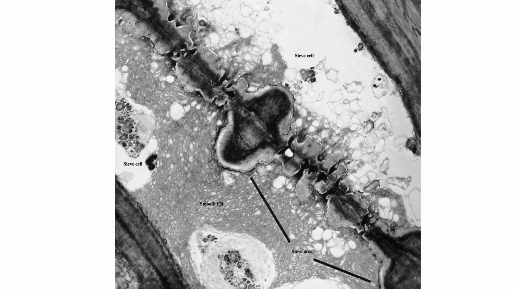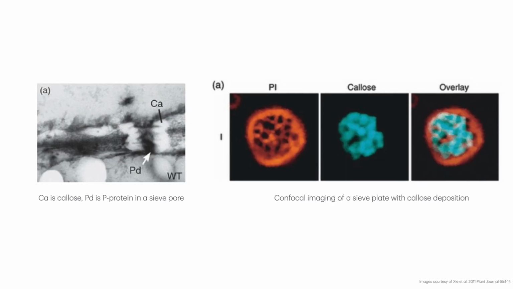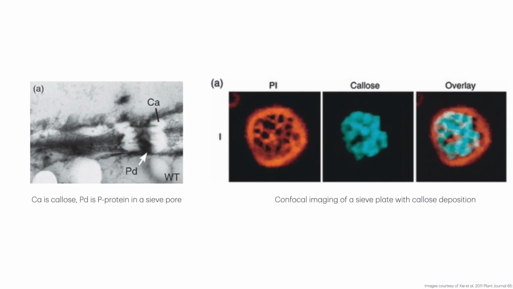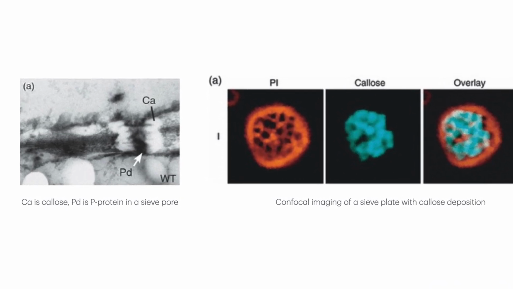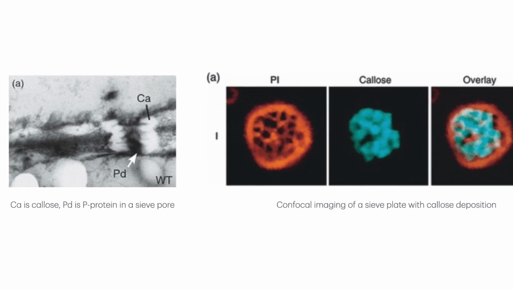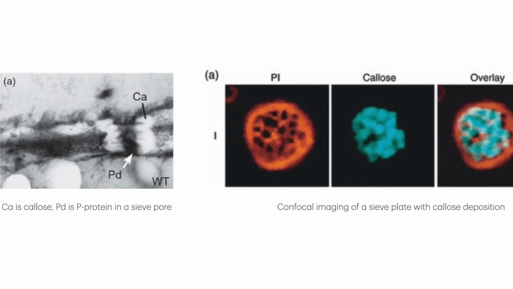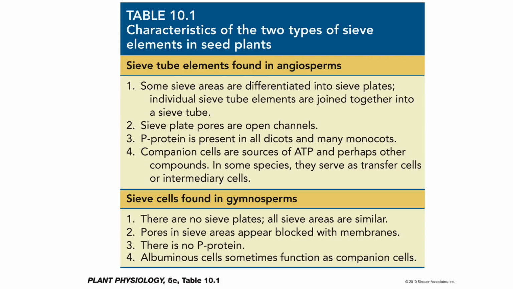P proteins can plug the sieve pores, and in this figure as well, you can see the formation of callose material. This is a beta-1,3 glucan similar to cellulose that is synthesized to help plug up the pores when a cell is damaged. So there are two ways of plugging the pores in a broken sieve cell or cut sieve cell. Those include the P proteins and the callose material. So we can summarize the characteristics of two types of sieve elements in seed plants.